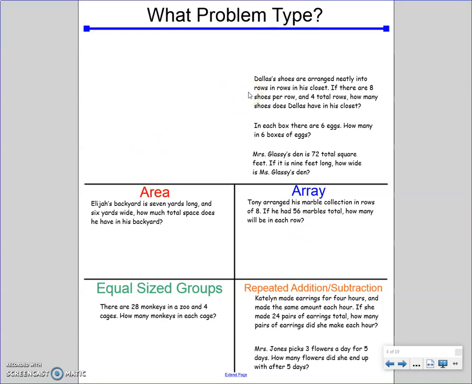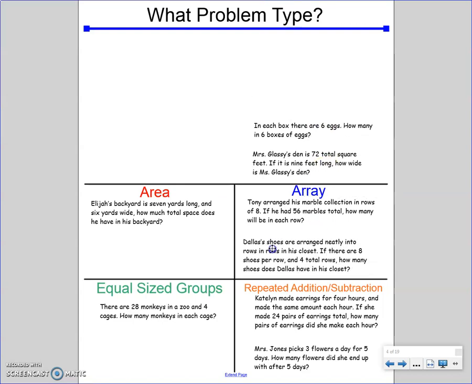What about this next problem? Dallas's shoes are arranged neatly into rows in his closet. If there are 8 shoes per row and 4 rows total, how many total shoes does Dallas have in his closet? What kind of story problem is that? Ooh, I agree. Immediately, I heard that the shoes were in rows. And since there are the same number in each row, I know this is an array story problem.